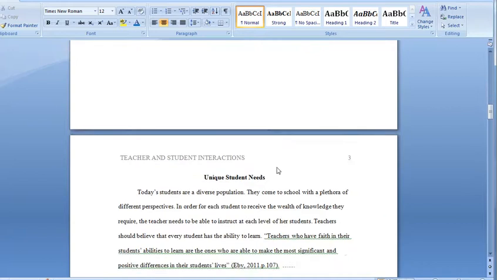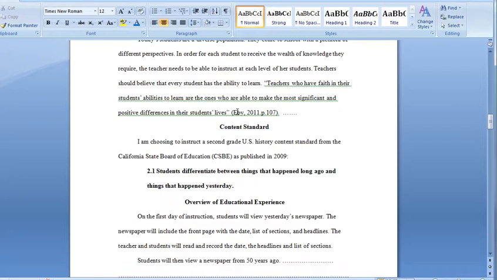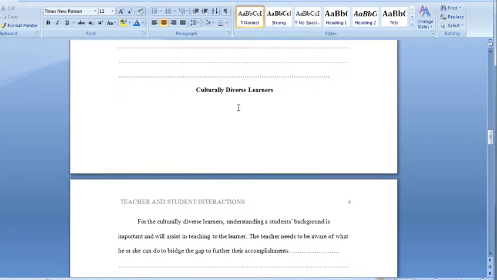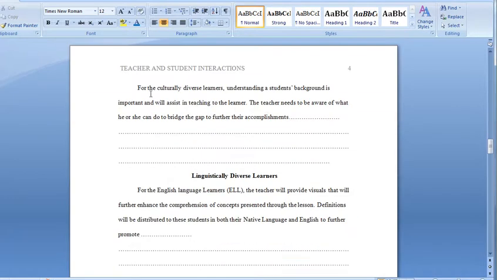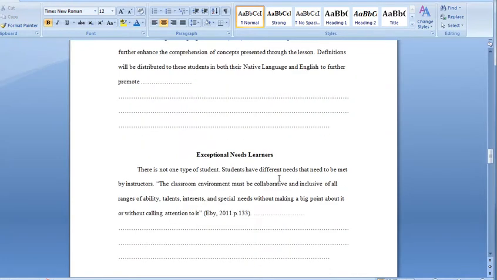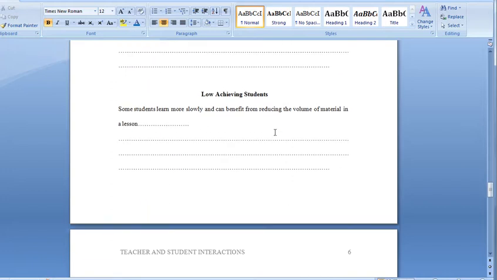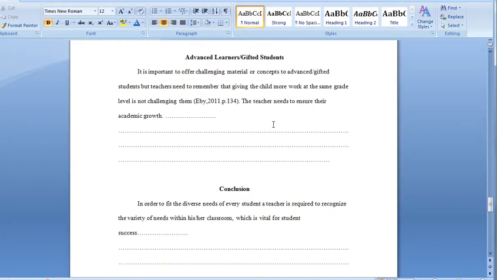And then moving on, this is where you start plugging in your data from the list that you made on the scratch paper, and you put it together with what you can actually come up with for your students. And here's where you start: culturally diverse learners, and these are ideas that you plug in. Then you go on to linguistic and exceptional needs, students with learning disabilities, physical disabilities, low achieving, advanced learners.